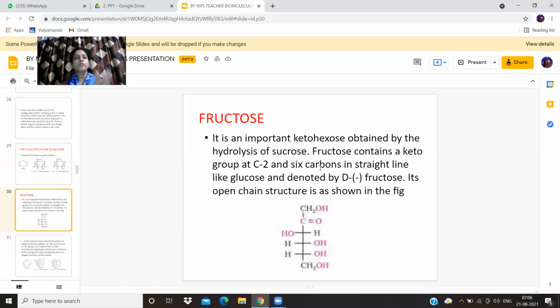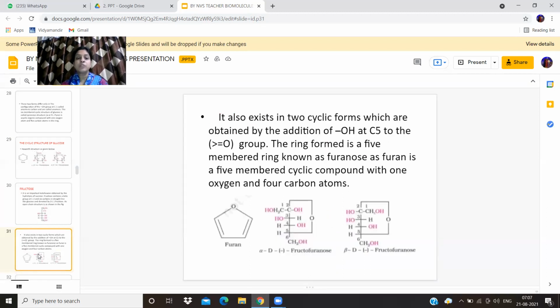Now we are talking about another important monosaccharide, that is fructose, which is a ketohexose and is obtained by the hydrolysis of sucrose. In fructose the keto group is on the second carbon, as you can see here in the figure, and the 6 carbons are in a straight line like glucose. This is also known as D-fructose, which resembles the glyceraldehyde D isomer. Okay, see, the hydroxyl group on the lowest carbon is on the right hand side. So that is the open structure of fructose.